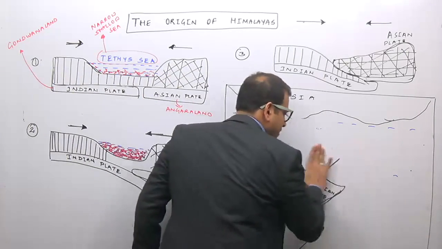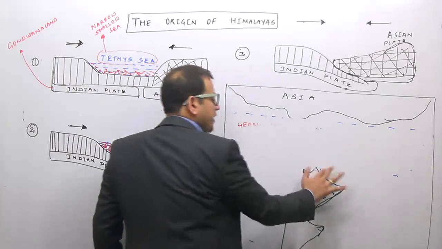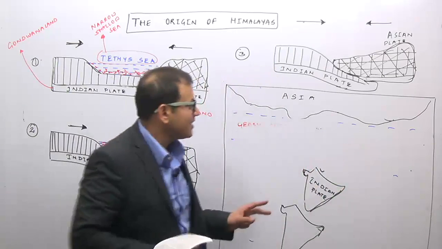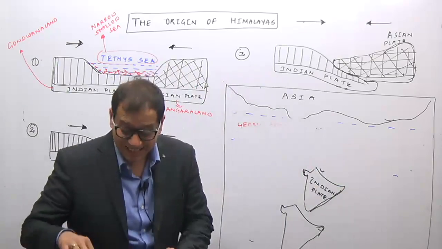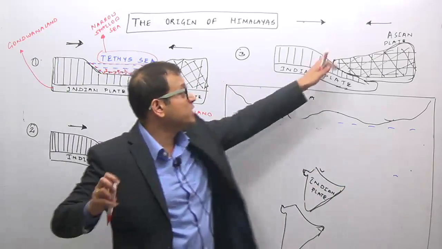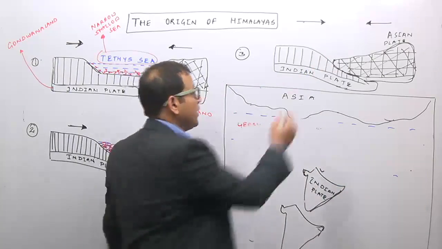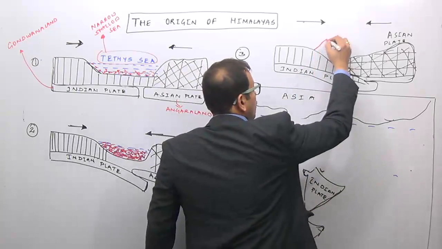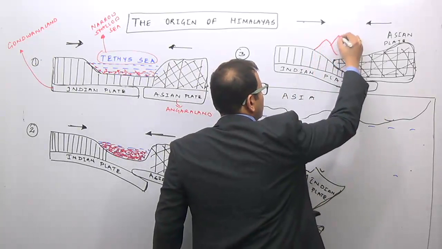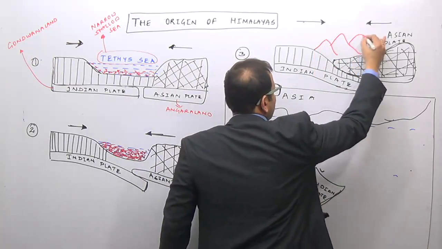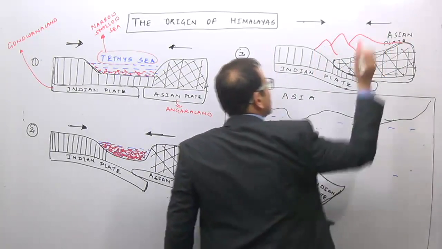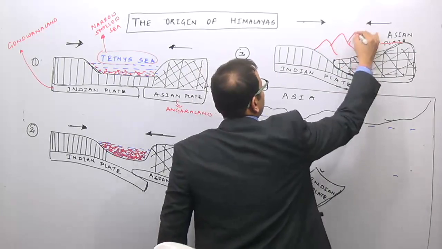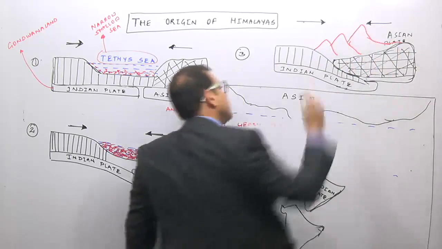when the Indian plate collided with the Eurasian plate, as a result, the sediments in the Tethys Sea got folded. The sediments from both the plates got folded to give rise to very high mountains here, which are known as the Himalayan mountains. So, they give rise to very high mountains which are known as the Himalayan mountains.